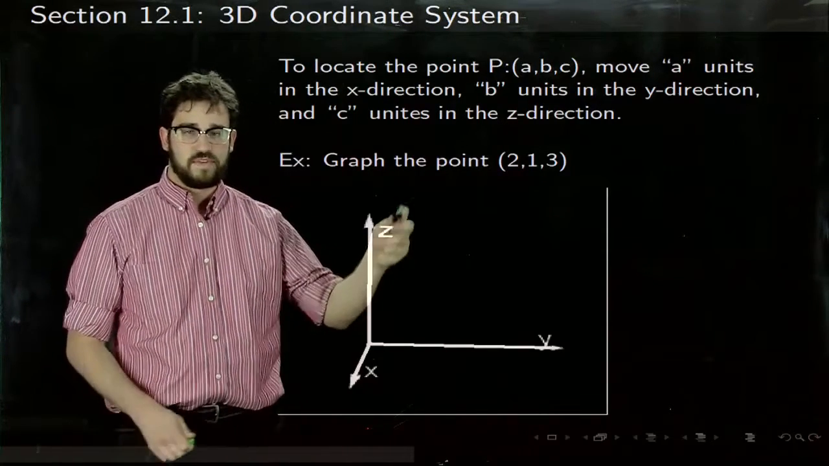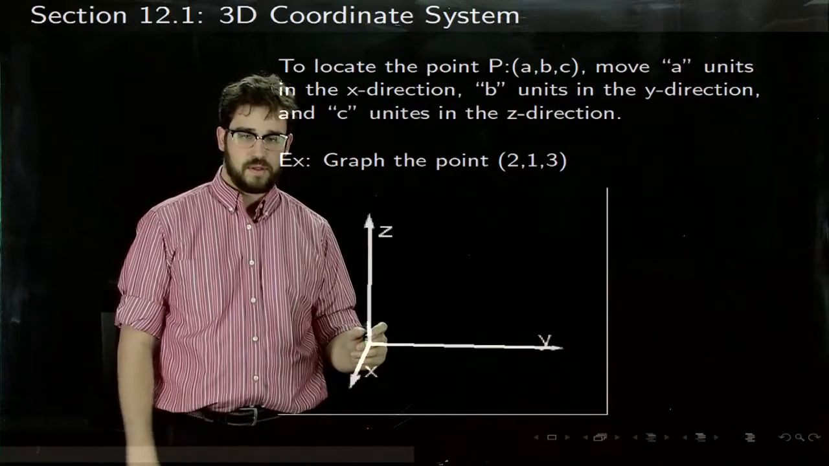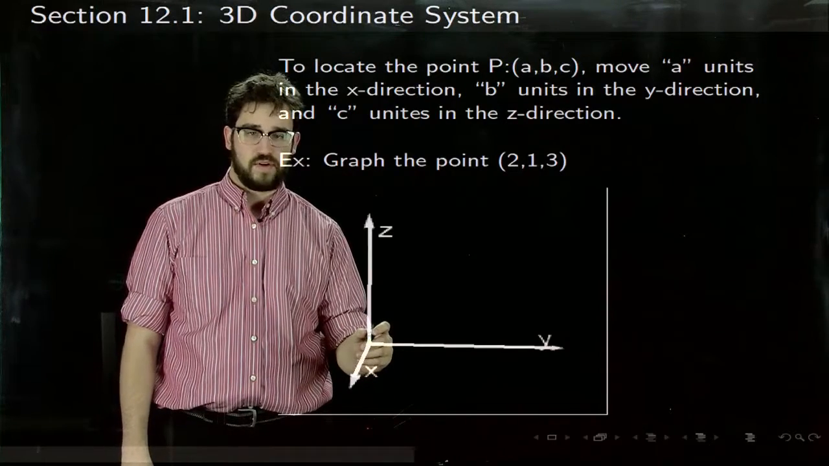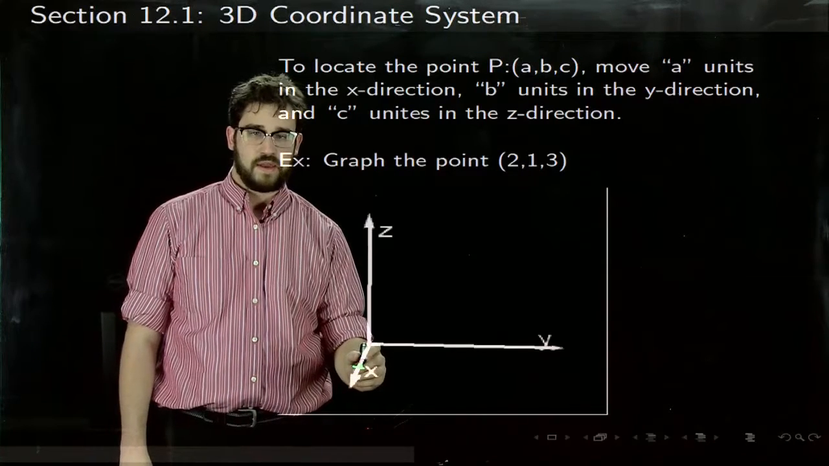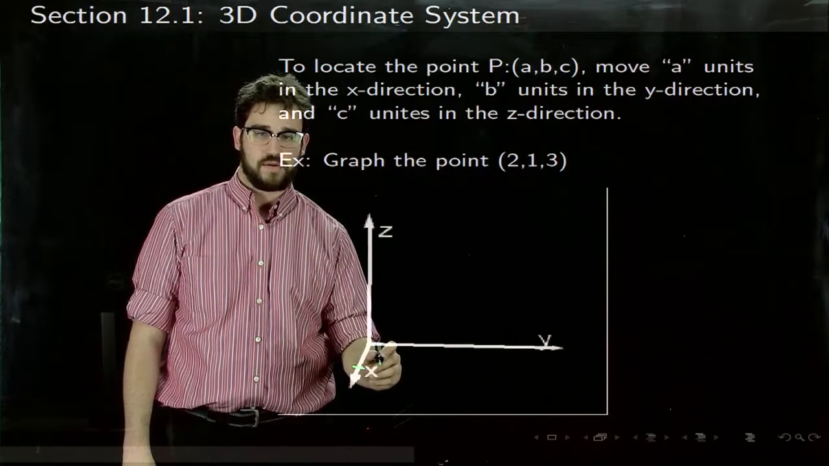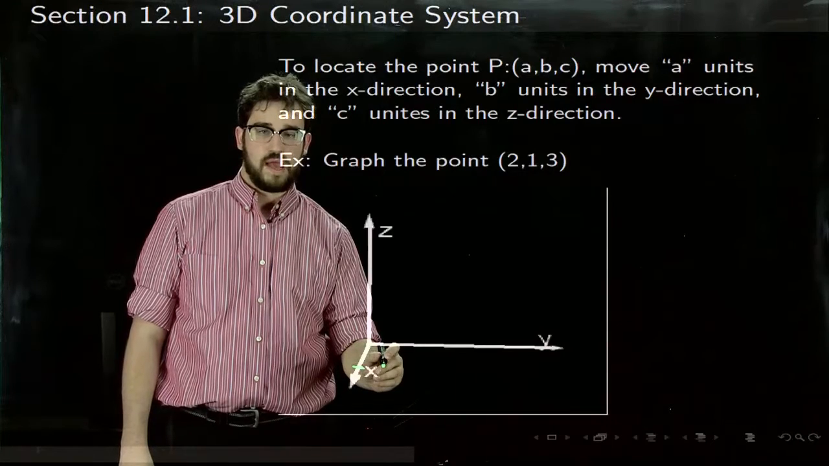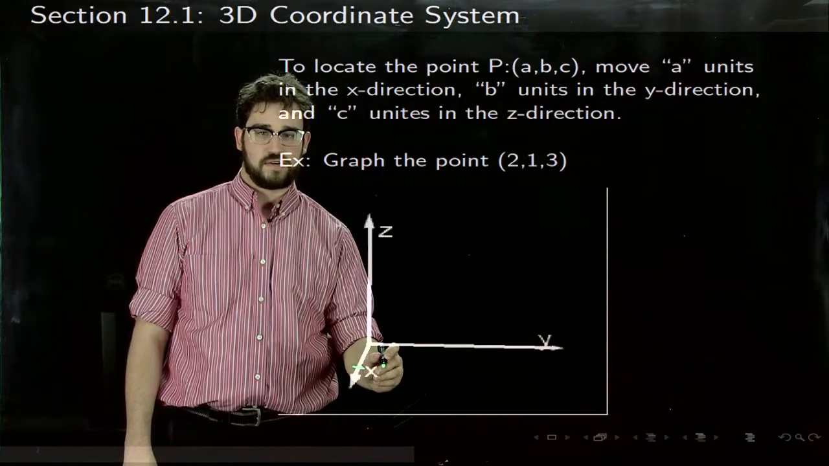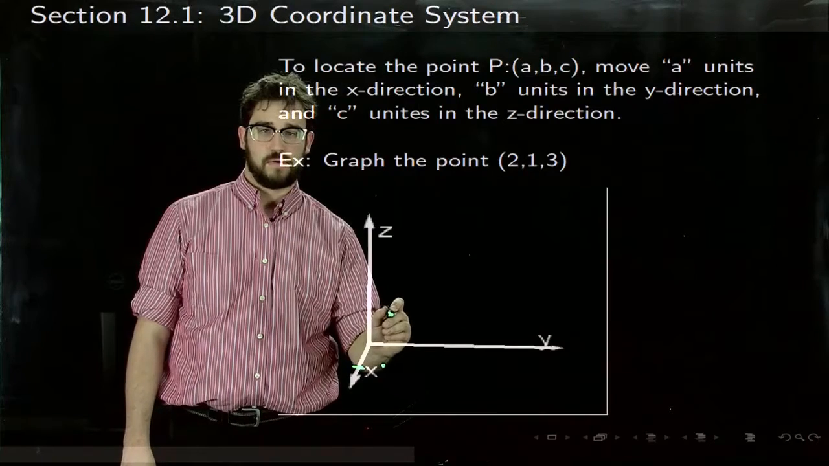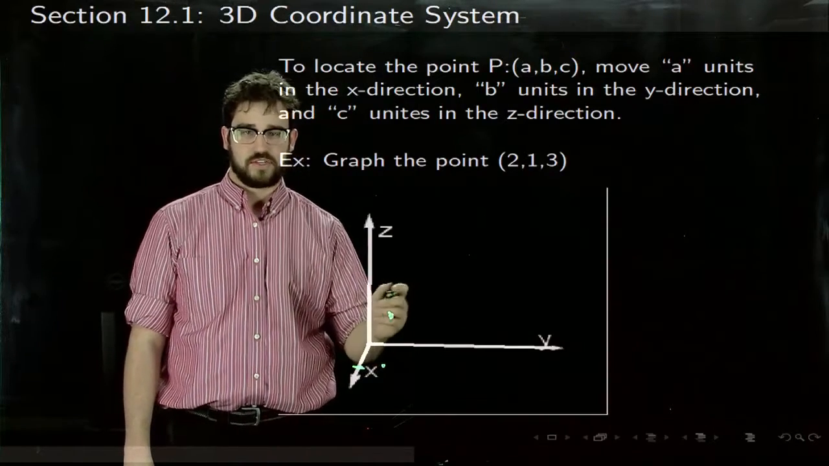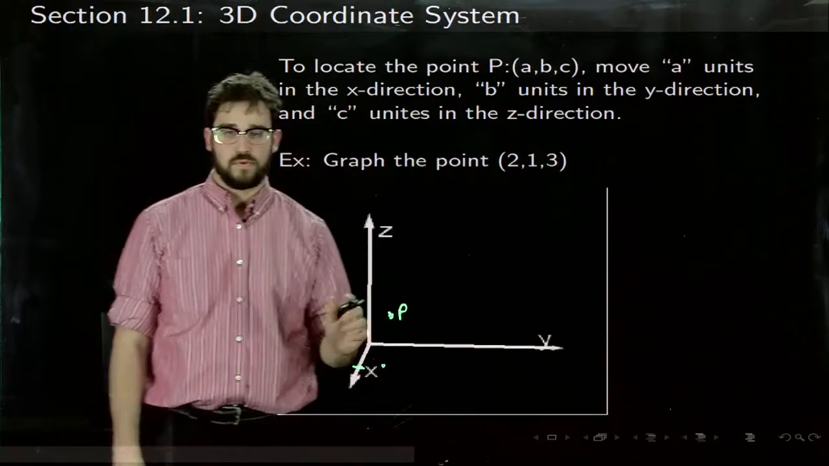Well, we have this coordinate system already set up. So right here, we have our x, so we need to go down 2. Then we need to go over 1 in the y direction, and then up 3 in the z direction. 1, 2, 3. So it would be right here in this three-dimensional space, and that's where P would exist.